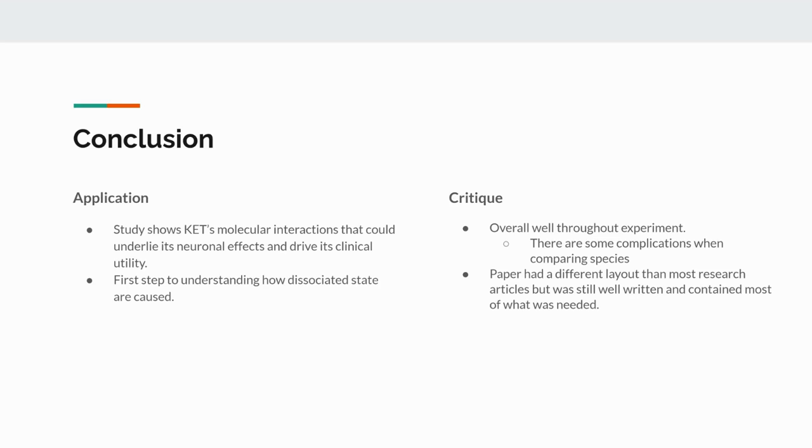There are, of course, complications when it comes to comparing research between species. A dissociated state is a subjective experience, and as such, it is difficult to experimentally characterize, especially in rodents. The way ketamine was administered in this experiment is different to how most humans receive it as well. The researchers made sure to address these complications, however.